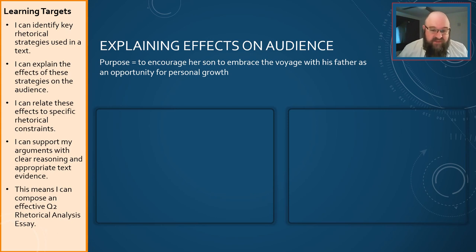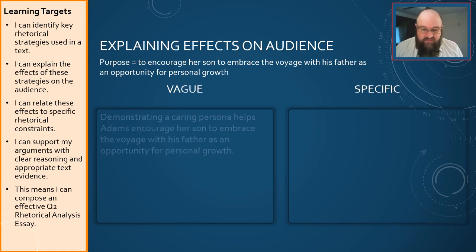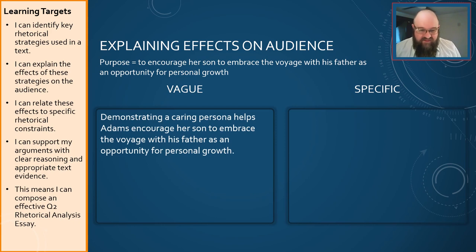I said that her purpose is to encourage her son to embrace the voyage with his father as an opportunity for personal growth. So here's an example of some vague and some specific ways of tying in the effects of a particular device or technique to the overall purpose. A vague thing might be if I said this: demonstrating that caring persona helps Adams encourage her son to embrace the voyage with his father as an opportunity for personal growth.